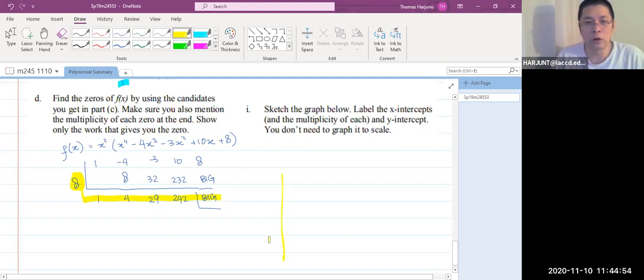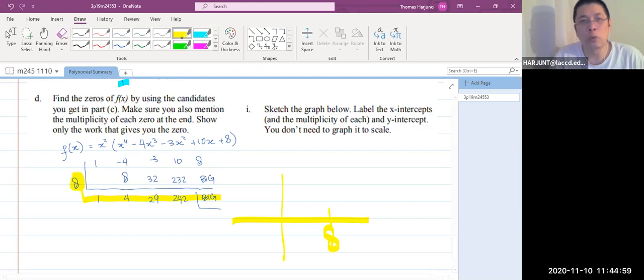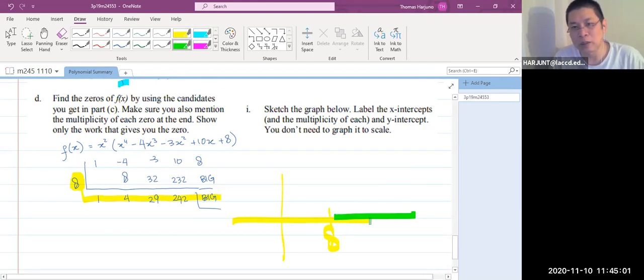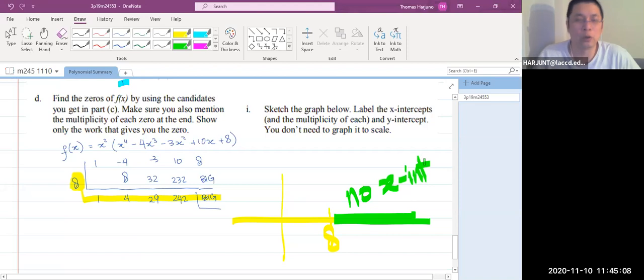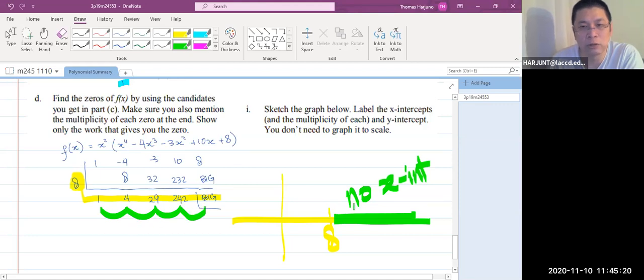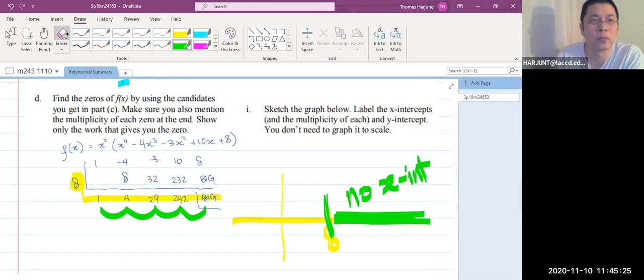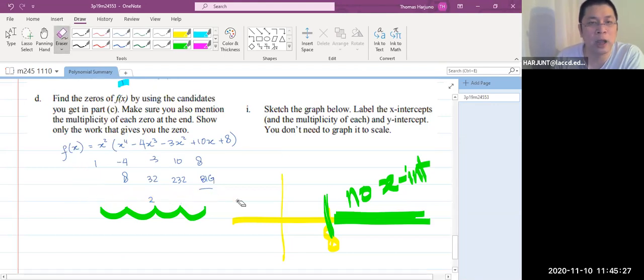So on the coordinate system, let's say this is 8, right? Then there's no more x-intercepts here. Not even irrational ones. And you can actually check the variation of signs. There's no variation of sign, right? It means to the right of this 8, there's no more zeros. Okay, 8 doesn't work.